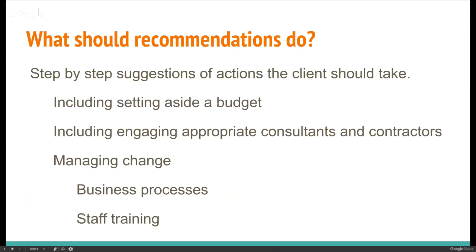They need to change their practices and processes, and unfortunately, inexperienced management, often experienced management too, just think that it's going to happen automatically, and it doesn't. So staff will need training. How's that going to be managed? Who's going to do it? So make sure your recommendations include that.